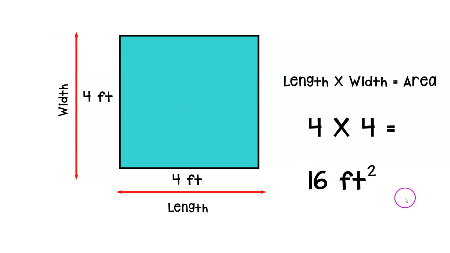And don't forget that when you're writing area, you're going to want to put the label, the feet, and then you have to put this small little 2 for squared. Now, when you're typing in your answers on Google Docs, do not worry about the little 2, the squared symbol, because you're not able to type that on a computer on Google Docs very easily. But when you're writing it on paper, it's important to remember to put the squared symbol on there.